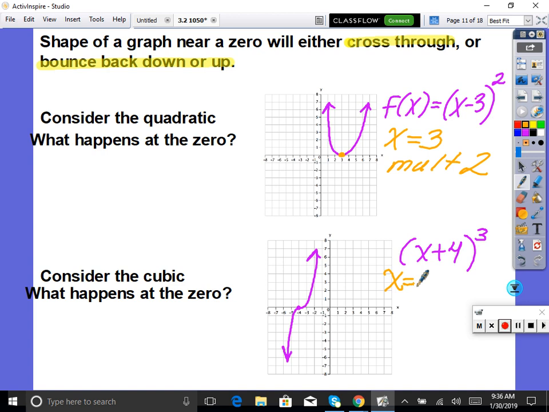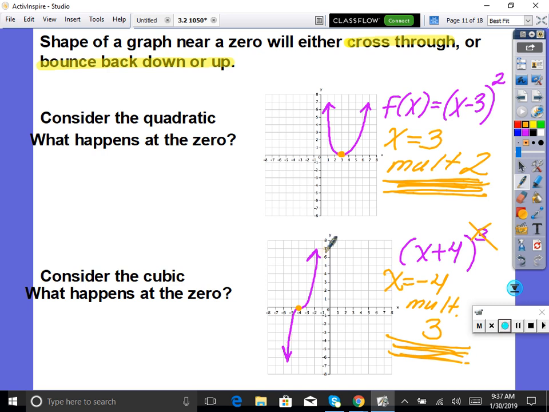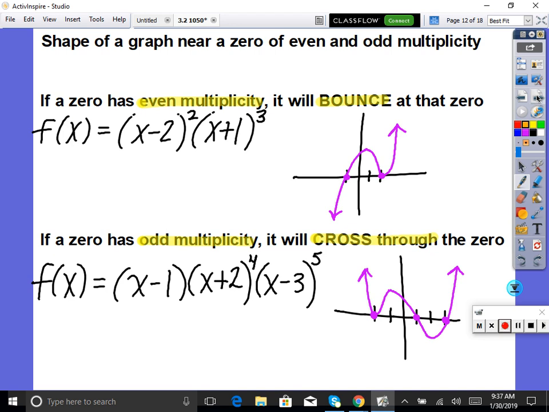Let's look at this one. We get x equals -4 with multiplicity of 3. So here it is at -4. What's it doing? Crossing through, isn't it? Just crossing through, everybody. You guys see? So what's happening is when we have even multiplicity, not even degree, multiplicity, it will always bounce at the zero. When we have odd multiplicity, not odd degree, odd multiplicity, it will cross through the zero. That is another rule you need to know. Do you guys all get it? Okay, even multiplicities will bounce, odd multiplicities will cross through.